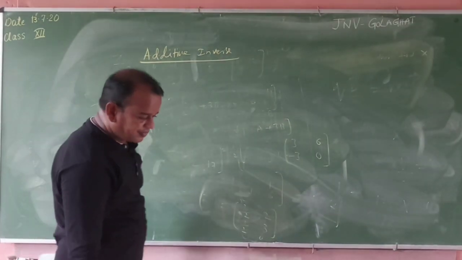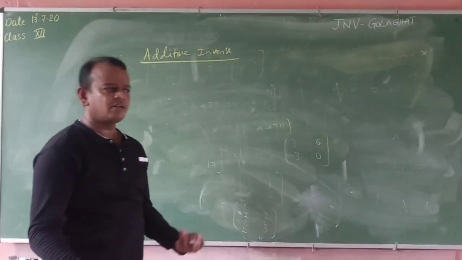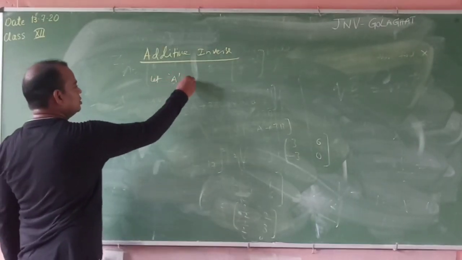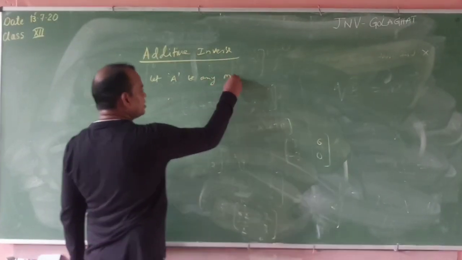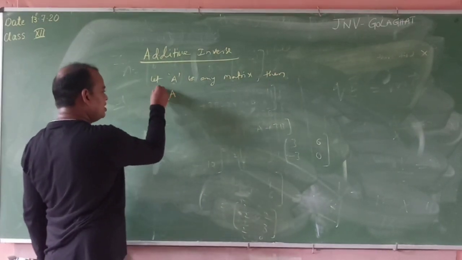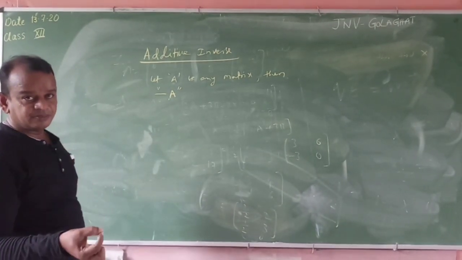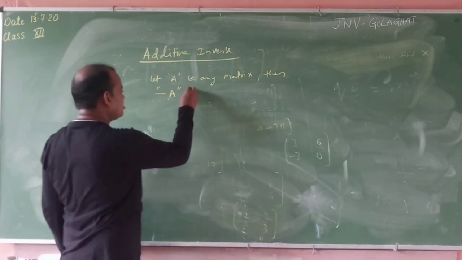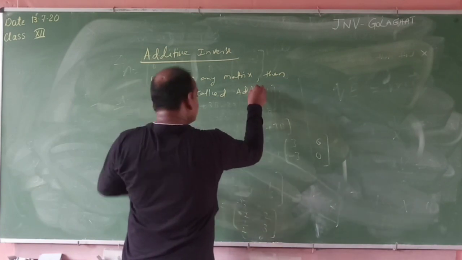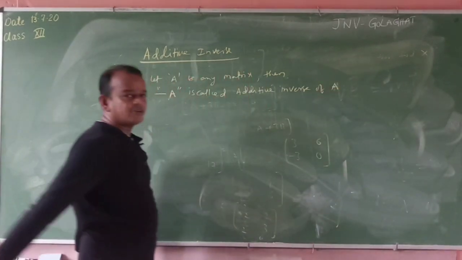Additive inverse of the matrix. Suppose A is any matrix, square or rectangular, whatever it may be. Then minus A means every element of the matrix is multiplied with minus 1. Minus 1 into A is called minus A. Minus A is called the additive inverse of A.